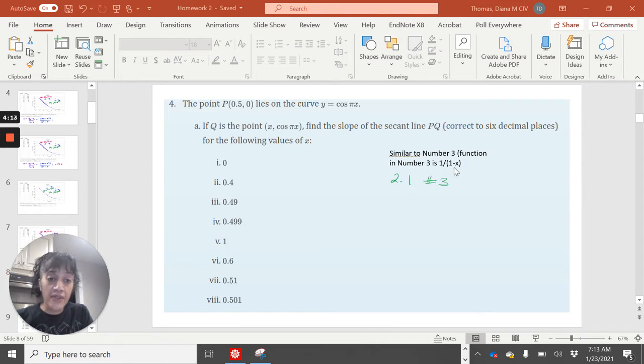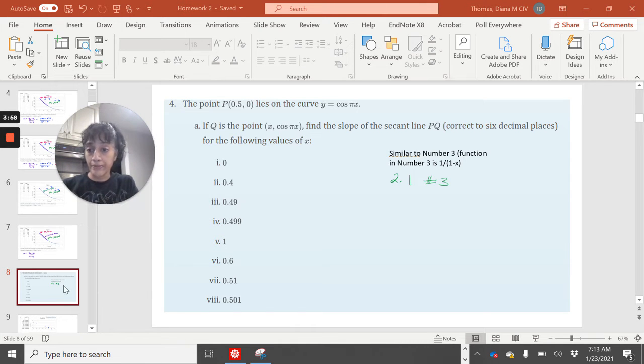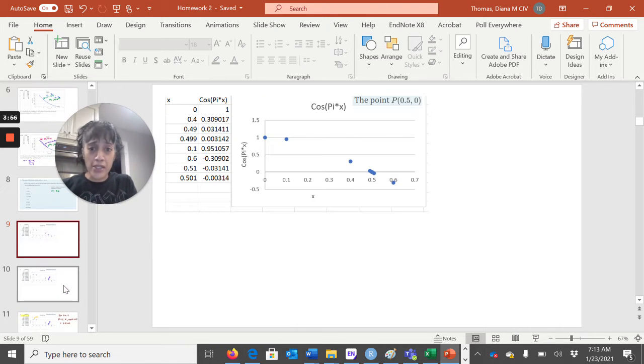Your function's different. It's 1 divided by 1 minus x. I forgot, hopefully it's not at x equals 1 that you need to find a secant line. I don't think so, that would be very hard. So what did I do? Well, I did the first one by hand. You should always know how to do something by hand, but I did also plot all those x values.